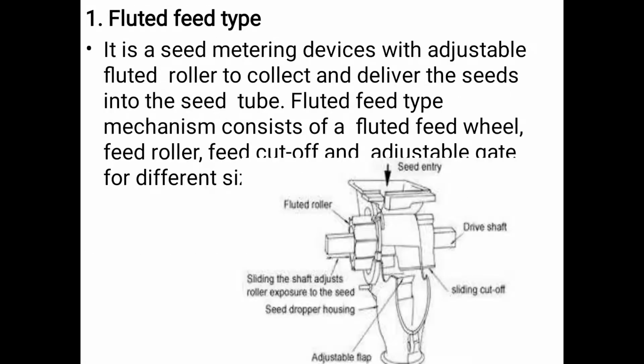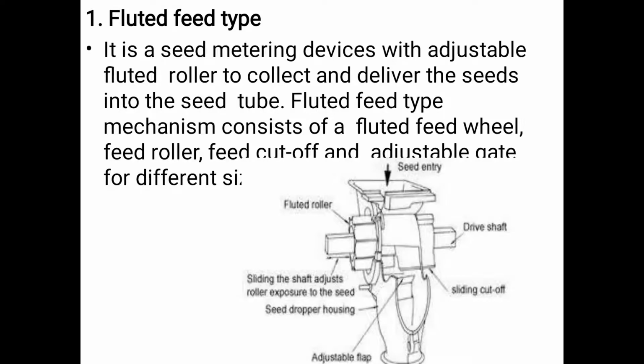Number first, fluted feed type metering mechanism. Here is shown the figure of that fluted feed type mechanism, and the parts are named: seed entry, drive shaft, sliding cutoff, adjustable flap, seed dropping housing, sliding shaft, adjustable roller exposure to the seed, fluted roller. It is a seed metering device with an adjustable fluted roller to collect and deliver the seed into the seed tube.